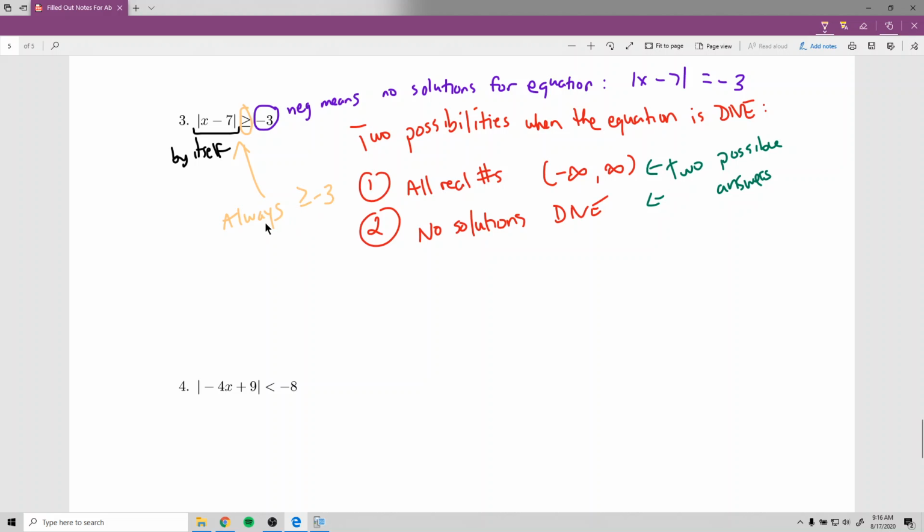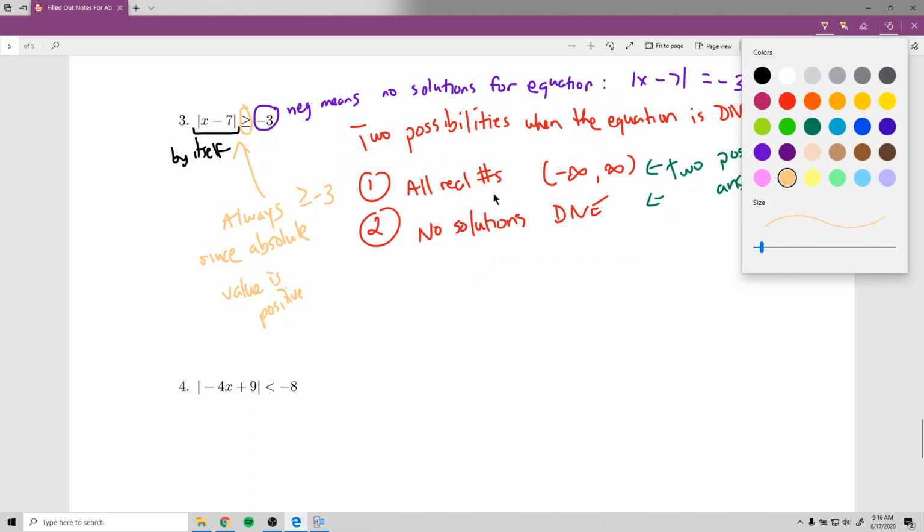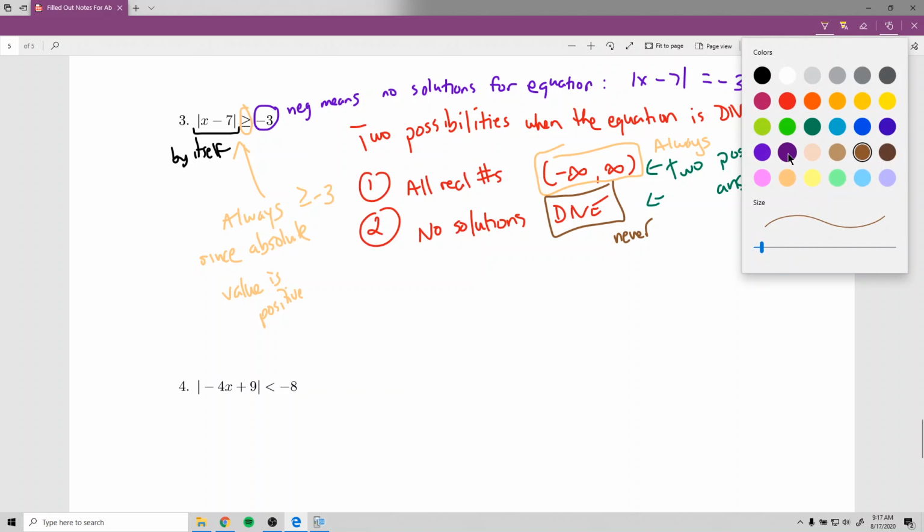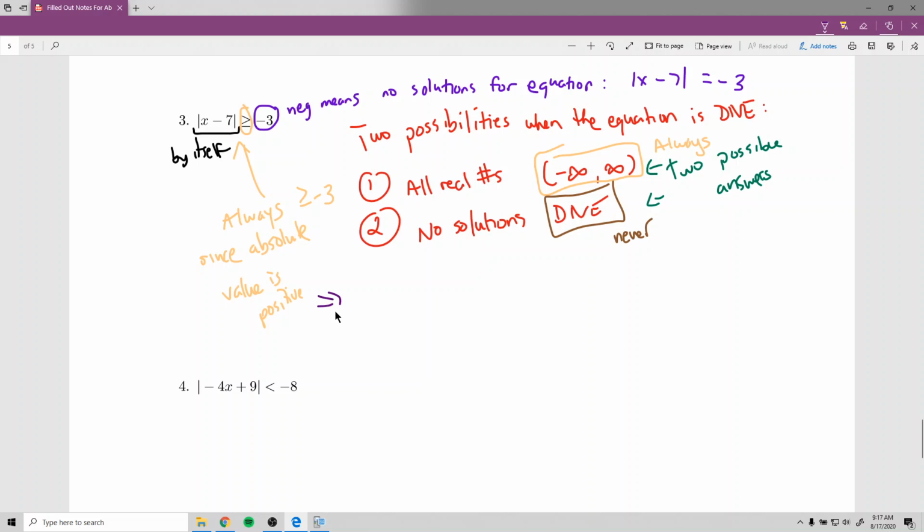So it's always greater than or equal to -3 since the absolute value is positive. If it's always, that's our all real numbers. Our answer works for no matter what x value we use. And the other one here, D and E, is when it would never work, which we'll see in the second one. But this first one, the answer is all real numbers, negative infinity to infinity.